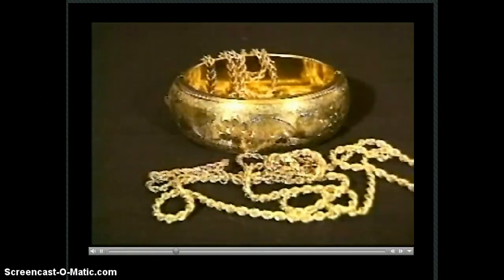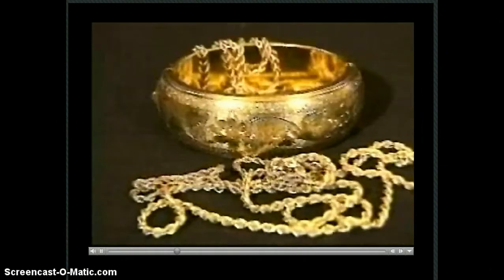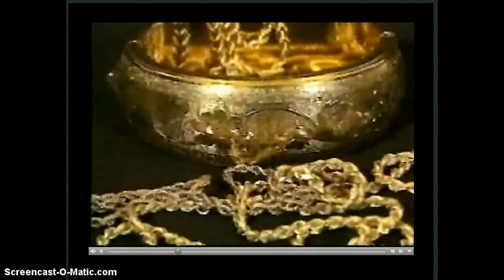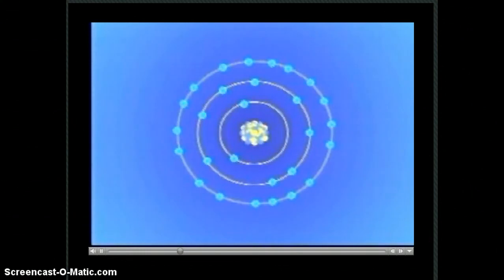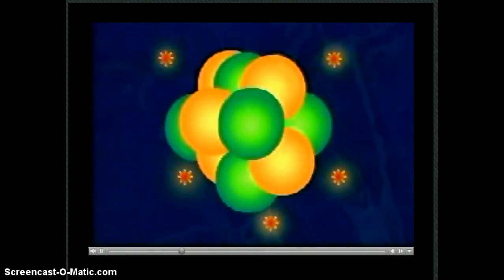Larger elements have many more energy levels than just 3. For example, gold has 5 energy levels. Energy levels fill up with electrons, starting at the innermost energy level and work outward. The electrons in the outermost energy level are referred to as valence electrons. The valence electrons are very important in determining how an atom bonds with other atoms.